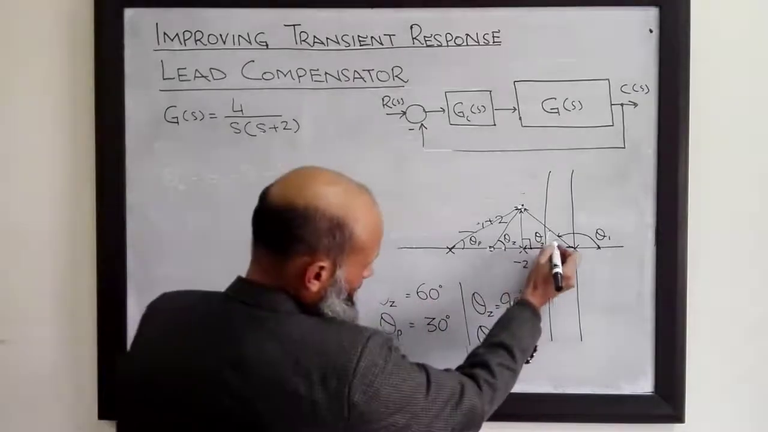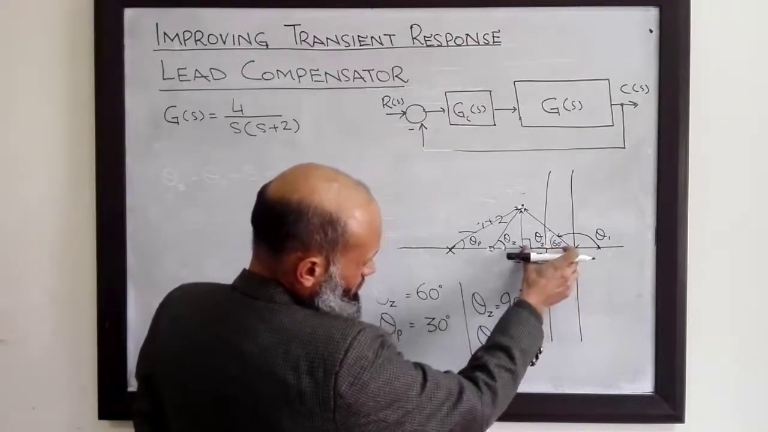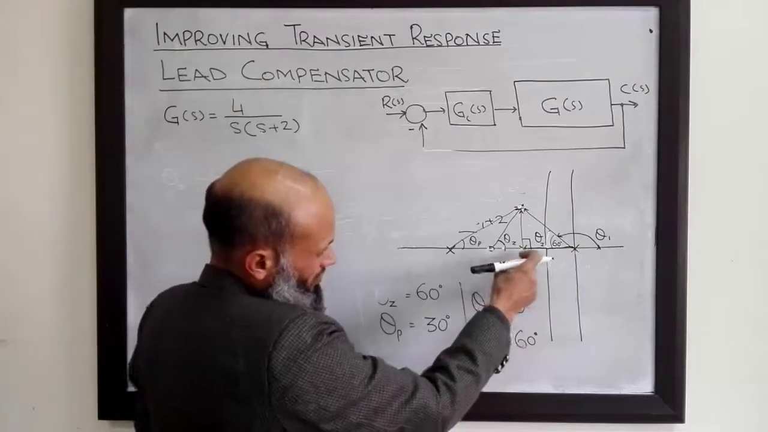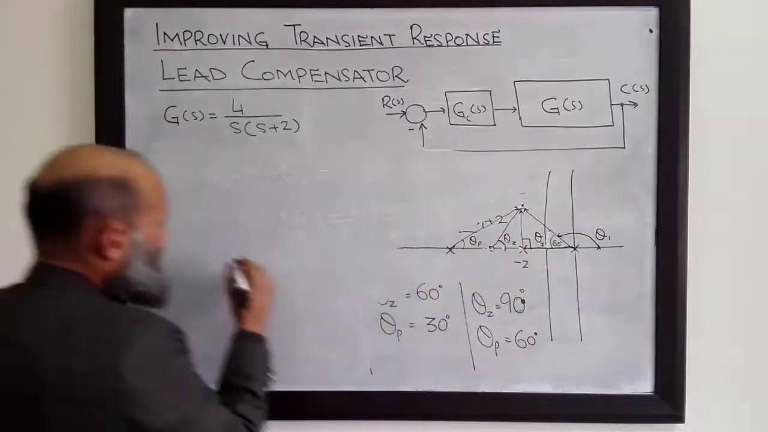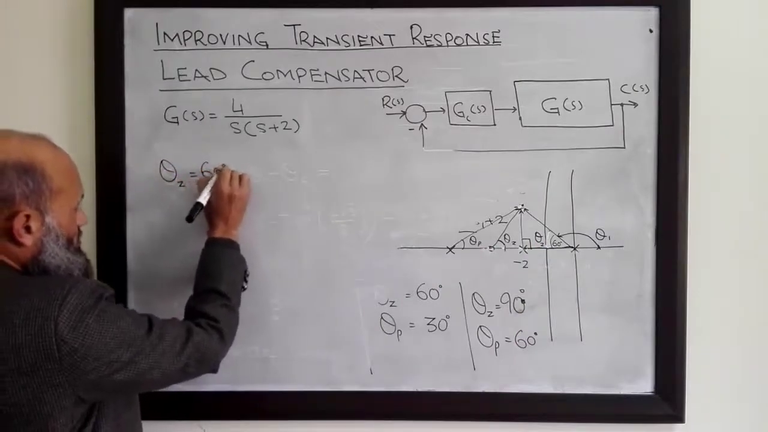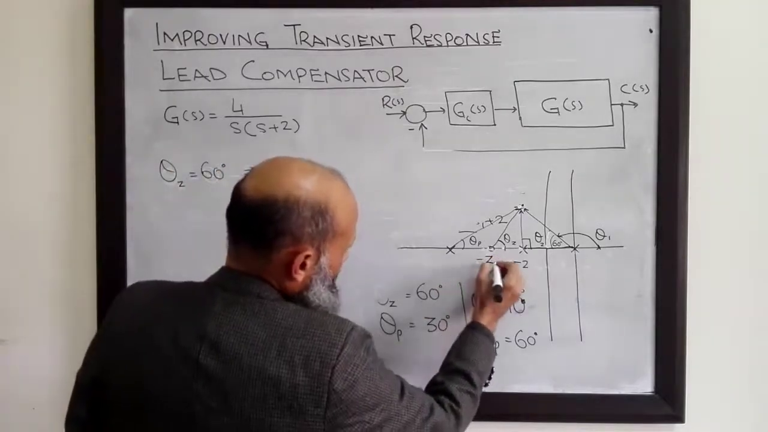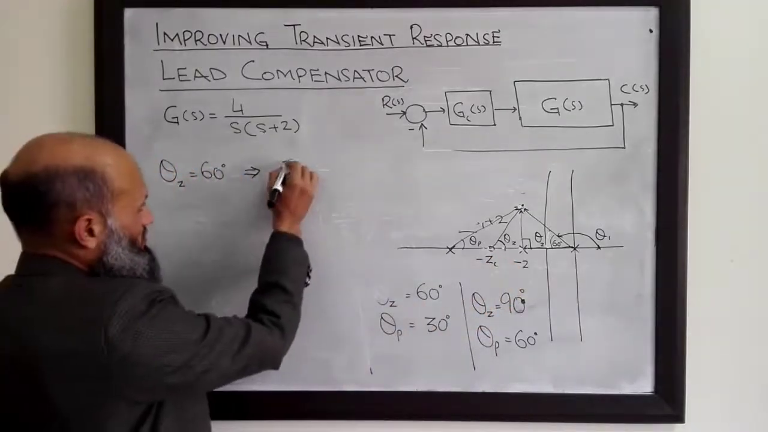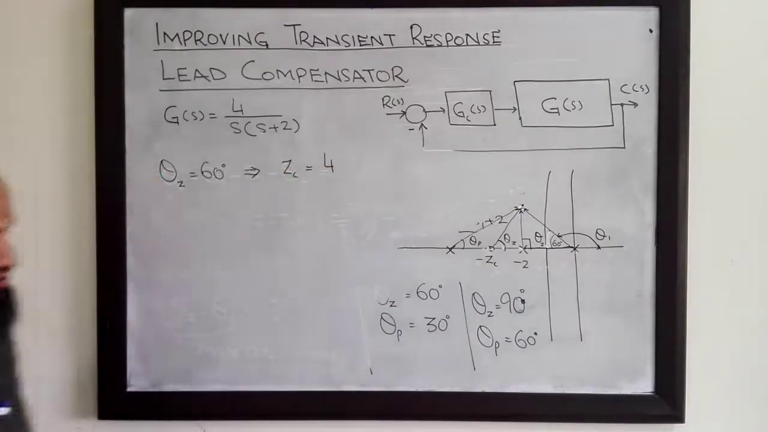Otherwise, we can also see that we have already computed this angle. This angle was 60 degrees, so this length is 2. And therefore this length must also be 2, that is theta z equal to 60 degrees. That means that zc, the 0 of the compensator, zc will be equal to 4. The 0 of the compensator will be equal to 4.